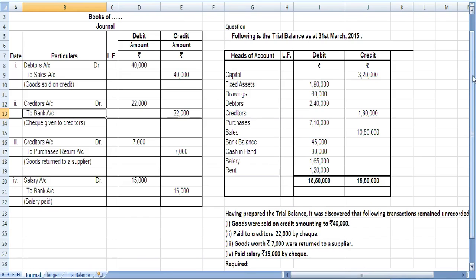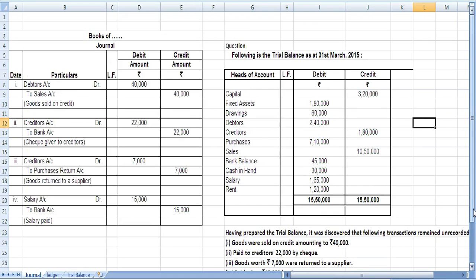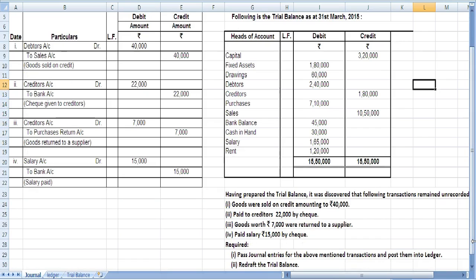Hello students, today we'll do one of the practical problems from the chapter trial balance. And here is the question given. We have a trial balance here which was prepared by the accountant and it is tallying on both the sides. And then down here we can see some information given.